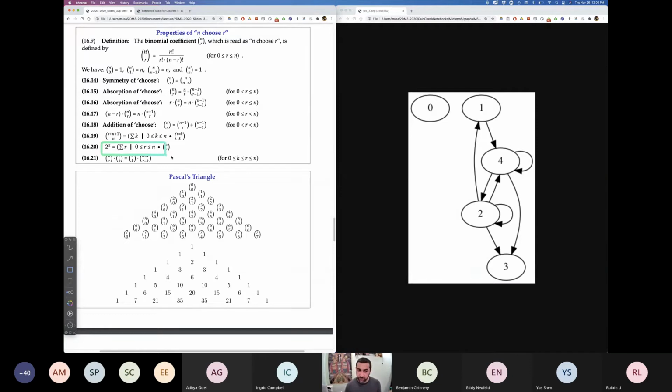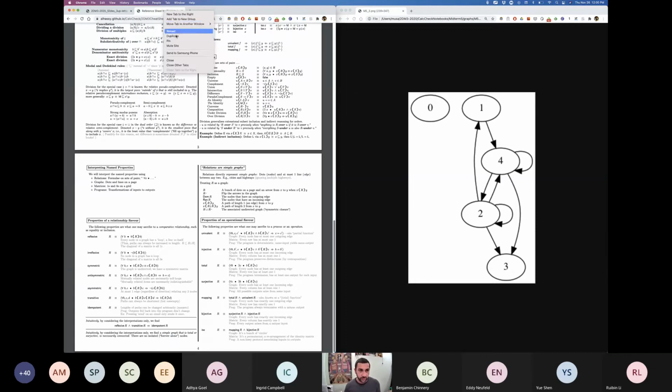This one is a bit familiar. Maybe you've seen it before. We said n choose r is the number of sets of size r from a set of size n, right? But then when you add up all possible sets of size r of a subset of size n, you're really saying I want the number of all the subsets. But the number of all subsets is 2 to the n, right? So that's some neat stuff.